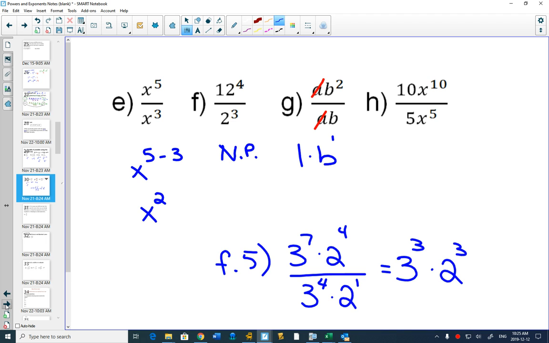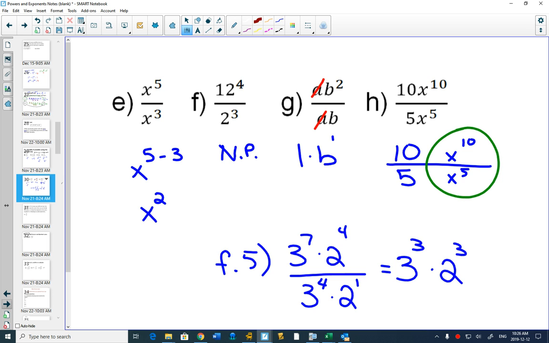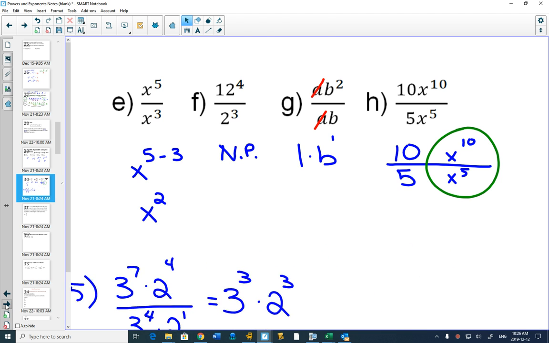For h, we've got 10 to the 5, and then we've got x to the 10 and x to the 5. These have the same bases, right? So because those have the same bases, I could simplify those by subtracting to be x to the 5. 10 and 5 don't have the same base, but this is dividing. If you wanted to simplify, could you do 10 divided by 5? Yes. What's it equal to? 2. It's equal to 2.